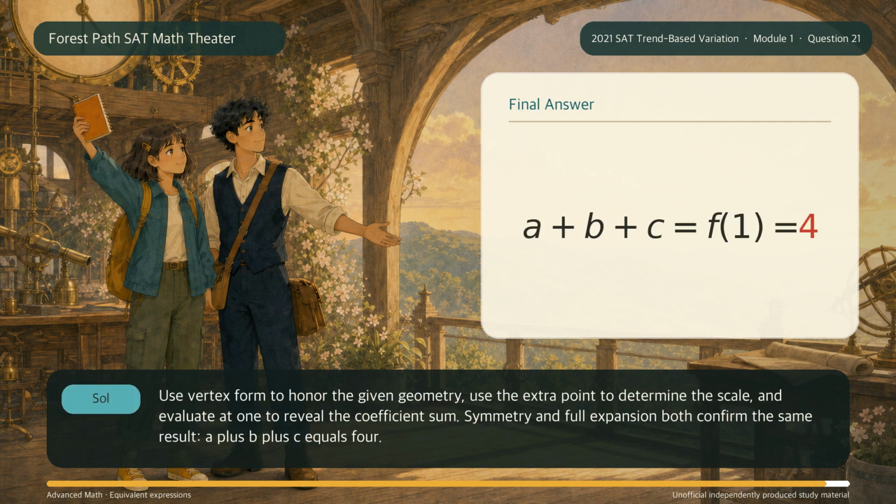Use vertex form to honor the given geometry. Use the extra point to determine the scale, and evaluate at 1 to reveal the coefficient sum. Symmetry and full expansion both confirm the same result. A plus b plus c equals 4.